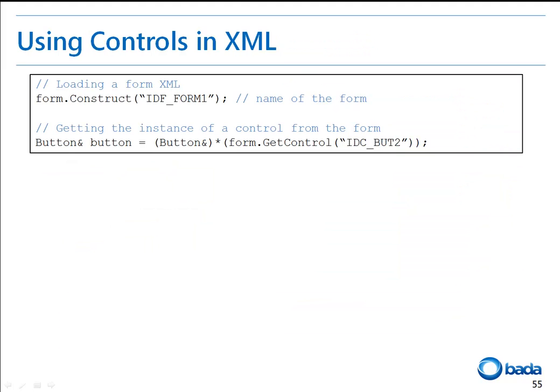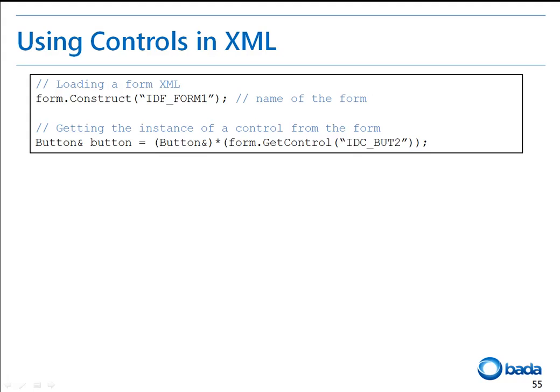Now, let's look at how you can load and use an XML UI file. As you can see, to load and connect an XML file to a form, the UI name must be specified in the construct function of the form. To acquire the handle of a control from the loaded form, you can call the getControl method with the ID specified in the UI Builder.